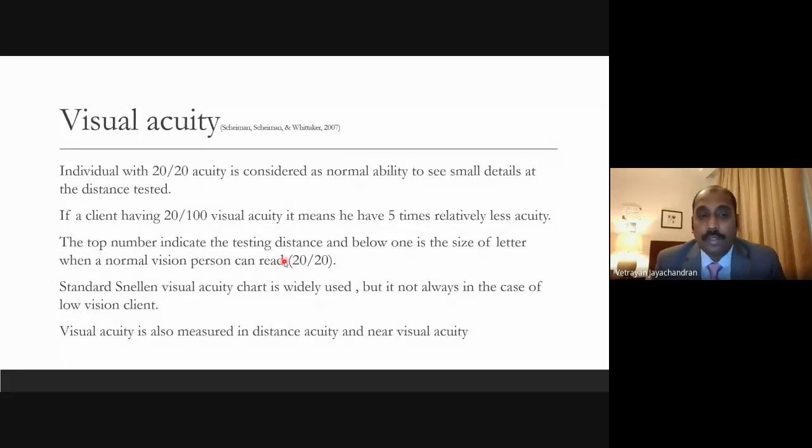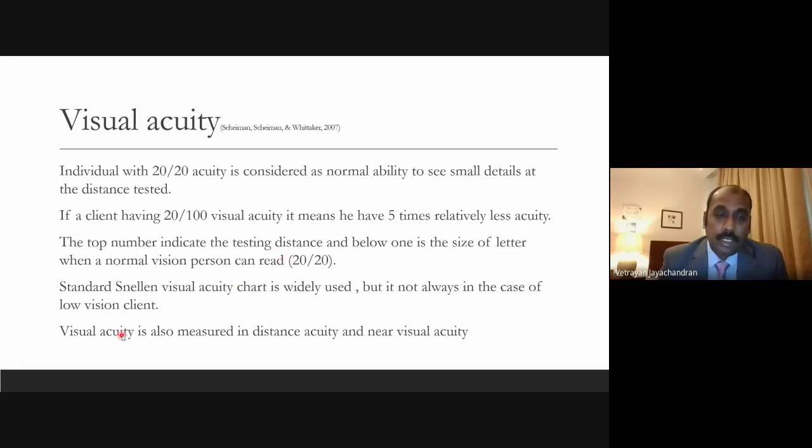Usually we use the Snellen chart for checking visual acuity, but in the case of low vision it is difficult to use a Snellen chart, because the Snellen chart can detect visual acuity only up to 20/200. But a low vision person sometimes has 20/400, 20/700, or 20/2000. It will differ, so we cannot use the Snellen chart at that time. So we have different types of visual acuity charts especially for low vision clients.